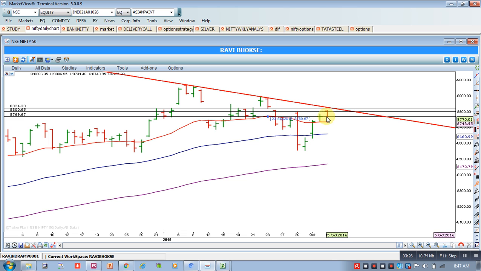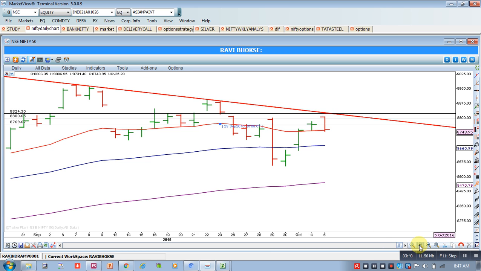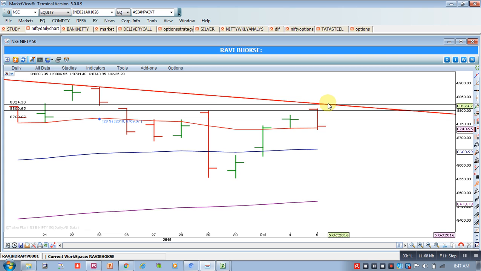At the 8,769 level, which we have plotted here, the market will try to open above that, but after that again we will see a resistance at the 8,800 level, and the actual resistance can be seen at 8,825, where it is crossing this level. So the 8,825 level will act as a strong resistance.